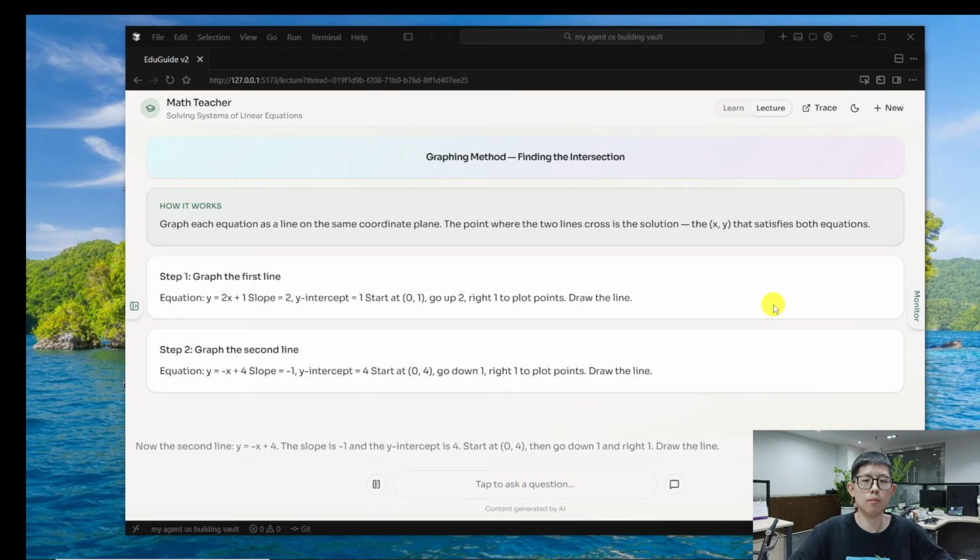Now the second line, y equals negative x plus 4. The slope is minus 1 and the y-intercept is 4. Start at (0, 4), then go down 1 and right 1. Draw the line.